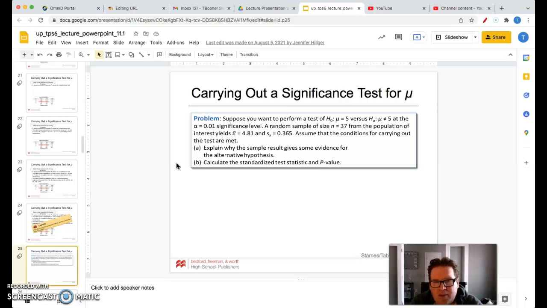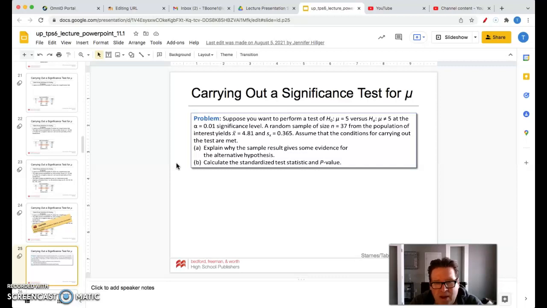Suppose you want to perform a test of the null hypothesis that the mean is 5, against the alternative hypothesis that it's not equal to 5, at the 1% significance level. A random sample of size 37 from the population of interest yields a sample mean of 4.81 and a sample standard deviation of 0.365. Let's assume the conditions for the test have been met, so we won't test those.